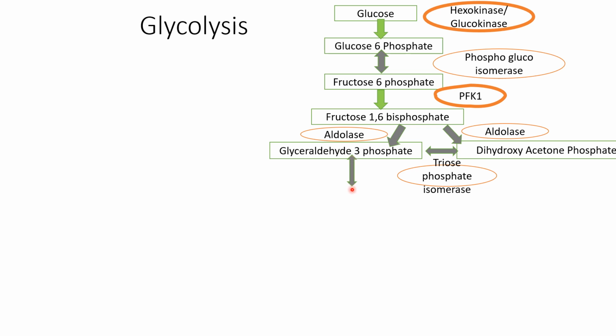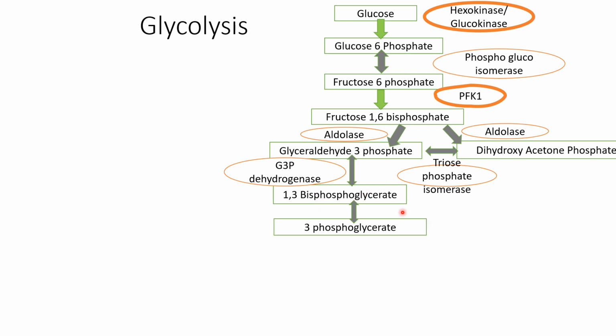This glyceraldehyde 3 phosphate, by the enzyme glyceraldehyde 3 phosphate dehydrogenase, will be converted to 1,3 bisphosphoglycerate. See here, in 1,3 bisphosphoglycerate there are two phosphates, in the first and the third position, isn't it? So the first position phosphate is removed. That is done by the enzyme phosphoglycerate kinase. So how do you remember this? Phosphoglycerate kinase removes this phosphate as ATP and therefore 3-phosphoglycerate is formed.